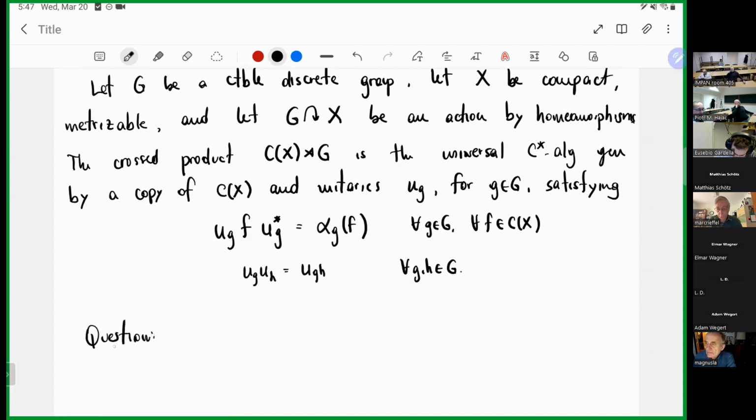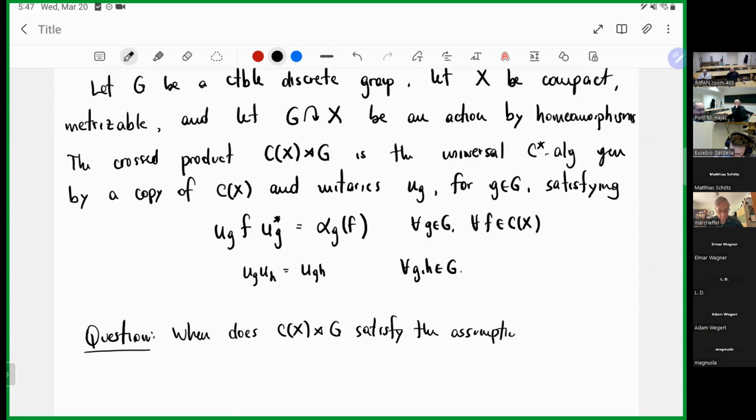So the question is, when does C of X cross G satisfy the assumptions of the theorem? In principle, my motivation is, when can I apply the theorem to a cross product? And this is really where my study stops, or at least in this talk, this is as far as we will get. When are we in a position to apply this theorem to a cross product?